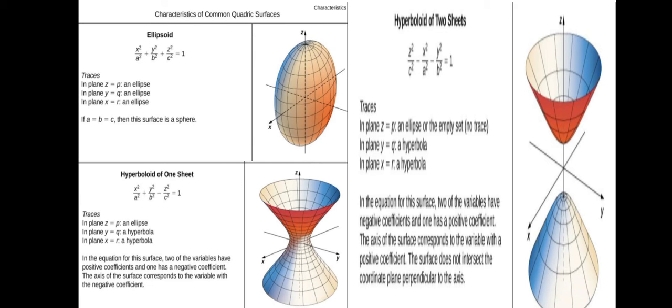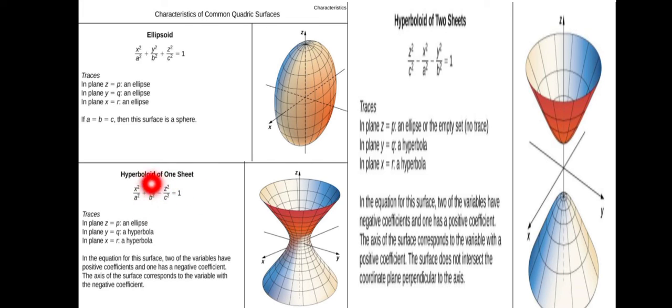Characteristics of common quadratic surfaces. For the ellipsoid, the equation is x square upon a square plus y square upon b square plus z square upon c square is equal to 1. Here, if a is equal to b is equal to c, then the surface is a sphere. Next, the hyperboloid of one sheet. In the hyperboloid of one sheet, we have the equation x square upon a square plus y square upon b square minus z square upon c square is equal to 1.